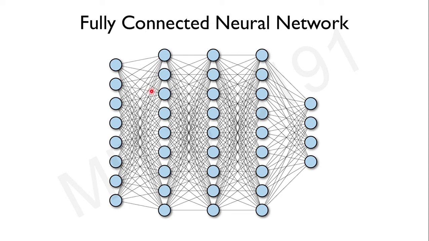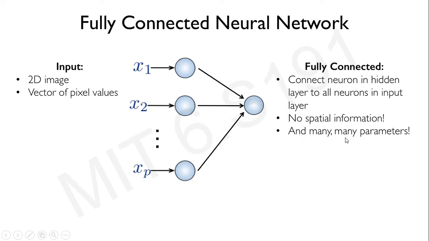This is a fully connected neural architecture where we have multiple hidden layers, and each neuron in a given layer is connected to every single neuron in the subsequent layer. Let's say that we wanted to use a fully connected neural network for image classification. In this, our 2D input image is transformed into a vector of pixel values. Then this vector is fed into the network where each neuron in the first hidden layer is connected to all the neurons in the input layer. When we convert it to a vector, we remove all the spatial information and get many parameters basically.